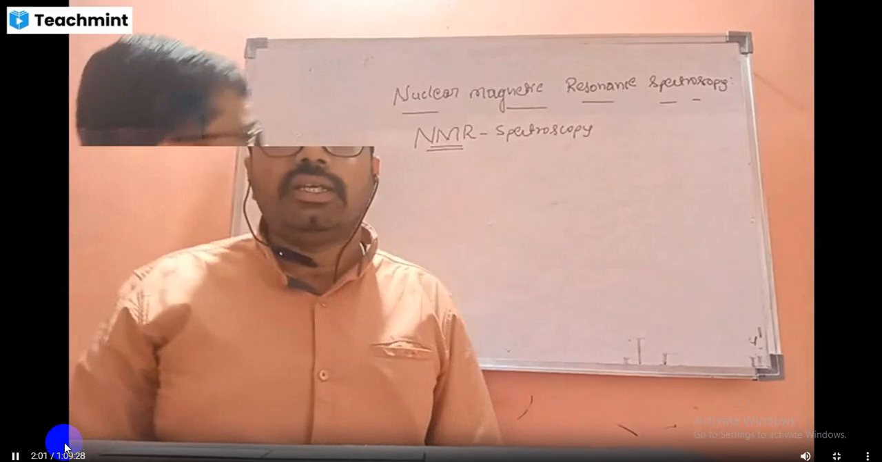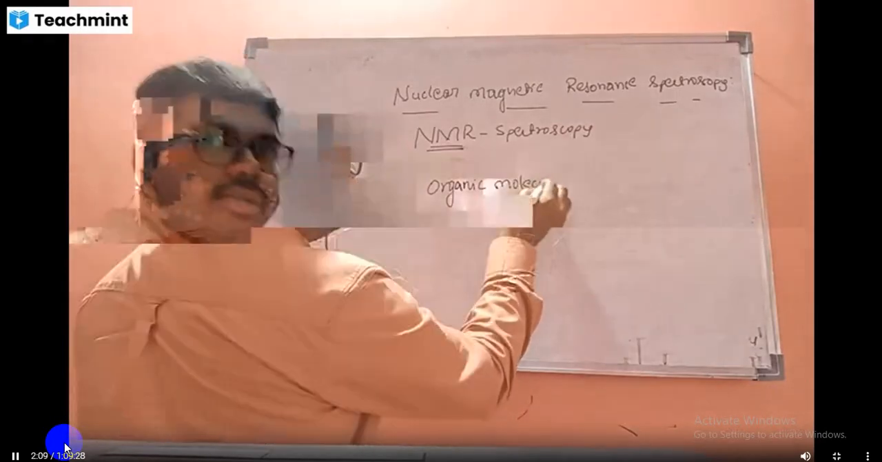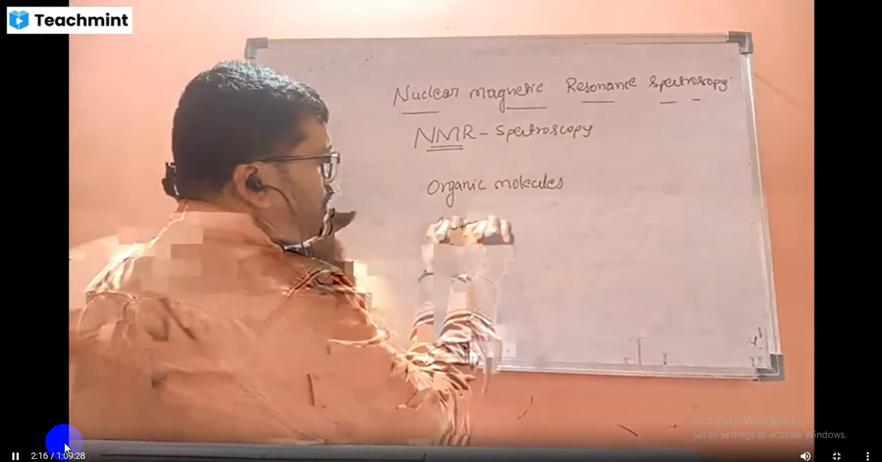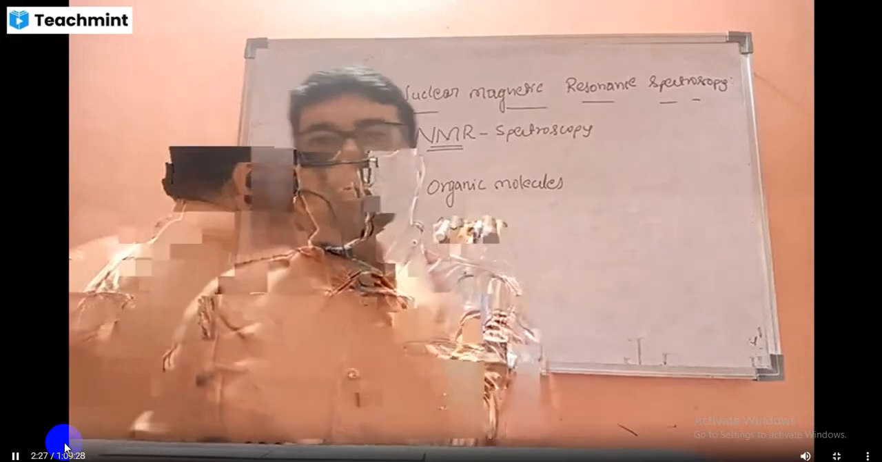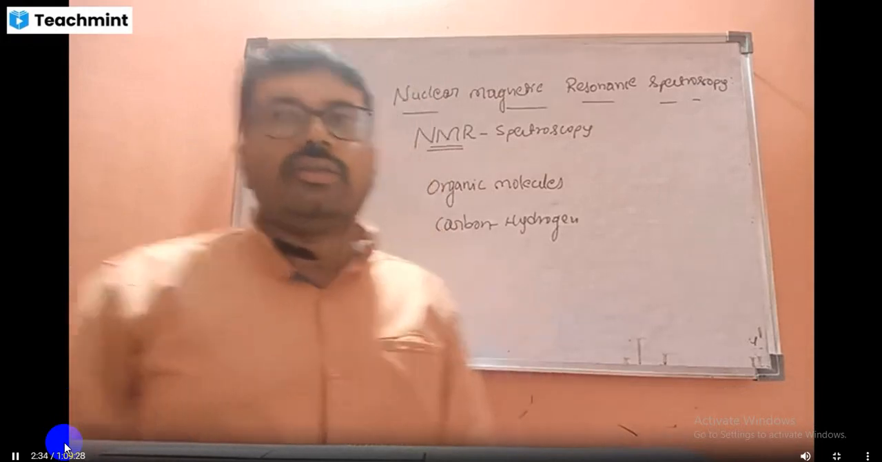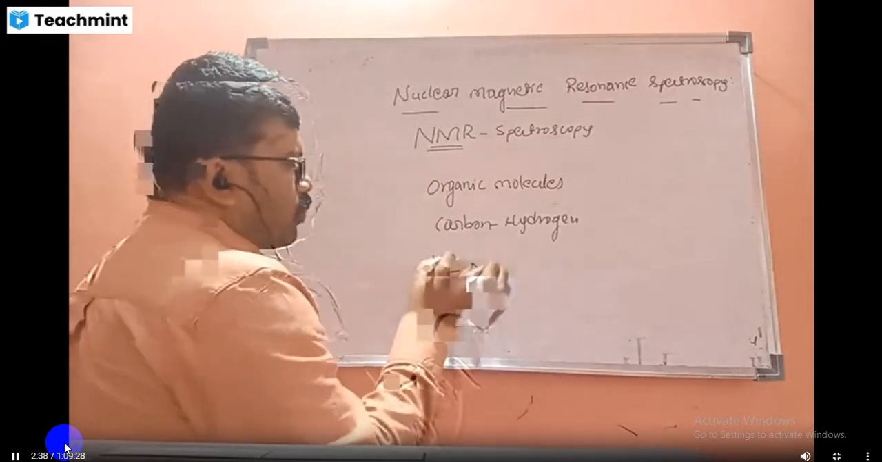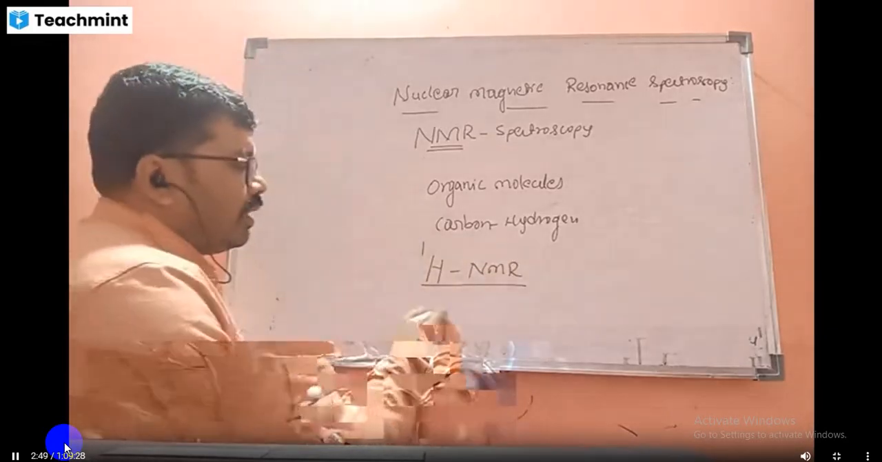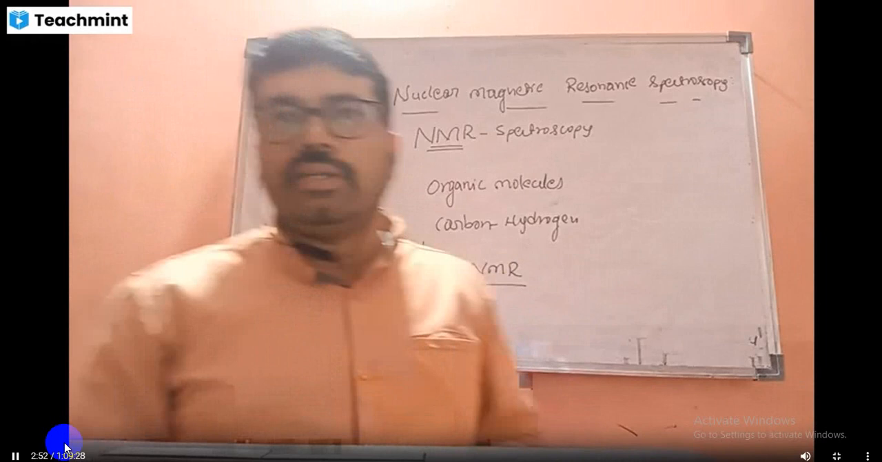It is used to characterize organic molecules by identifying the carbon-hydrogen framework within molecules. Two common types of NMR spectroscopy are used to characterize organic structure. The first is proton NMR, which is used to determine the type and number of hydrogen atoms in a molecule.